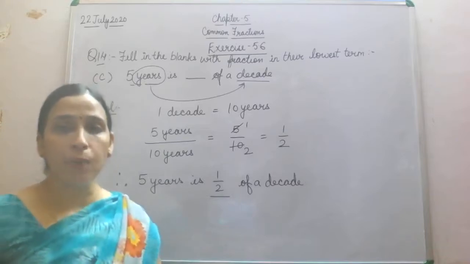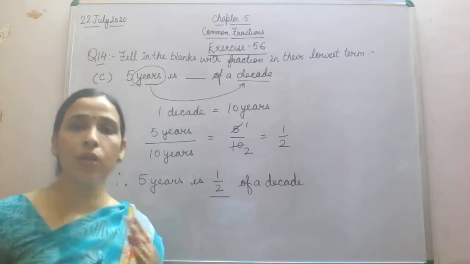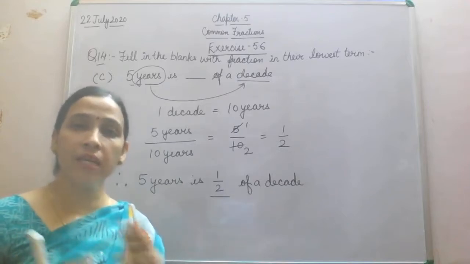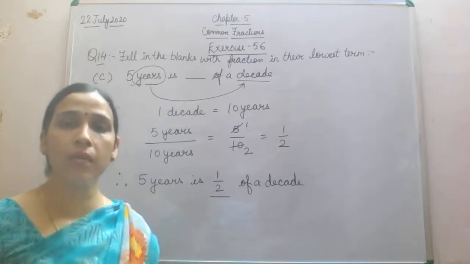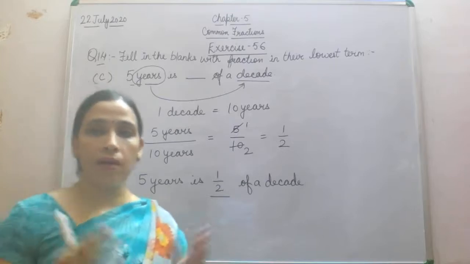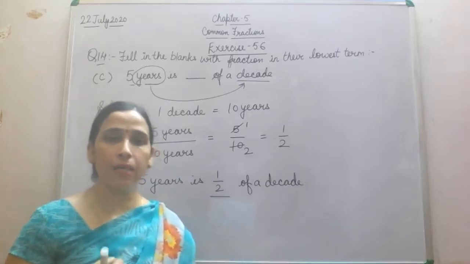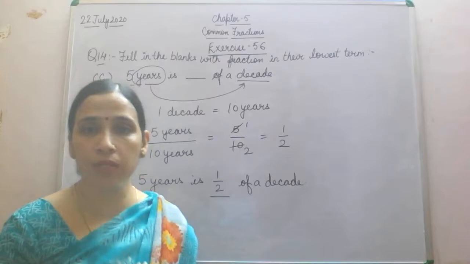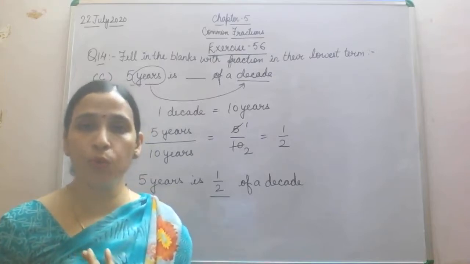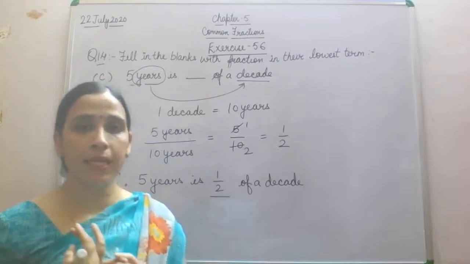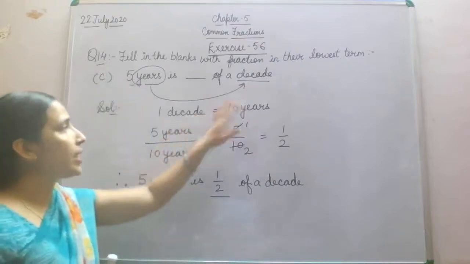So our country's population is calculated or counted every decade. After one decade it will be counted. So last time our country's population was counted in 2011. So after one decade it will be counted in 2021. So children, one decade is equal to 10 years.